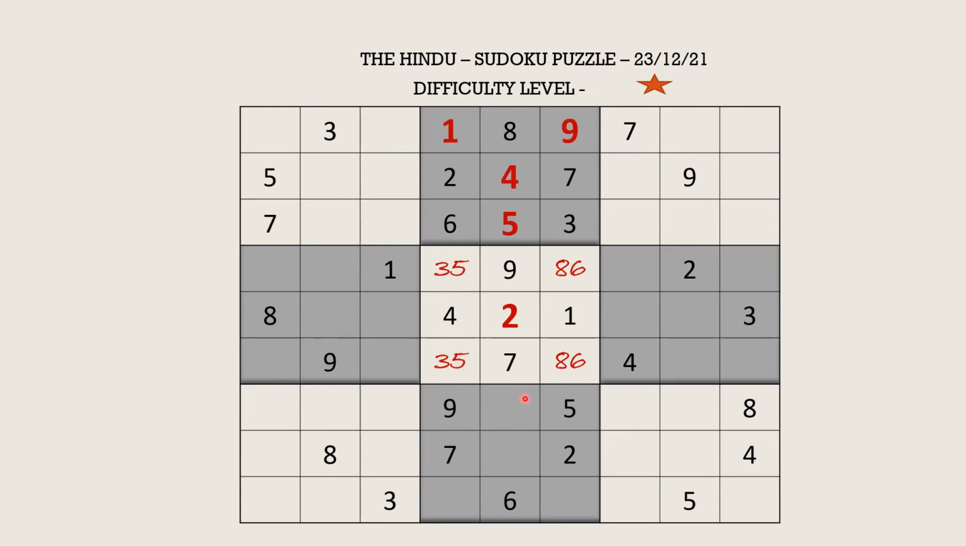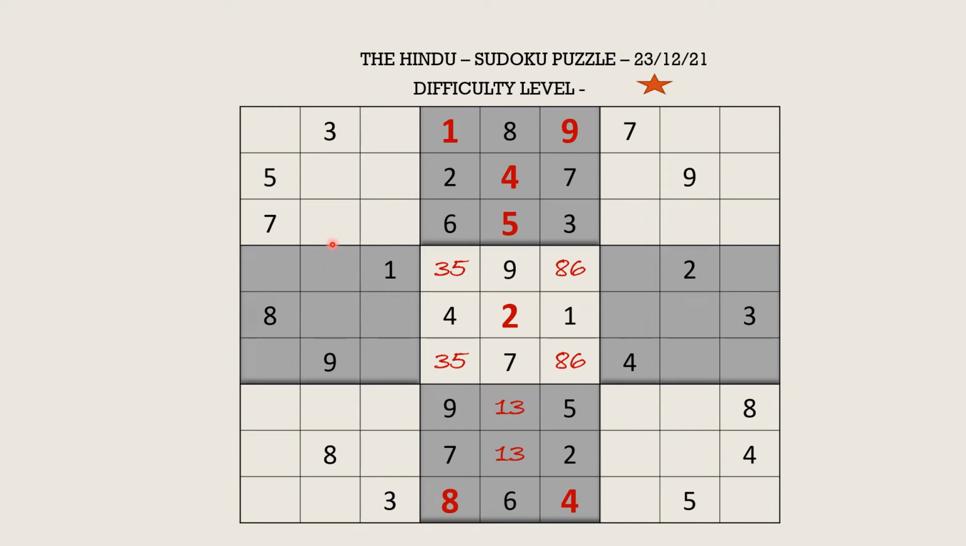Let's move to this block. In this column, the only missing number is 8. In this column, the only missing number is 4. And here, the missing numbers are 1 and 3. Let's try to find numbers in other blocks.